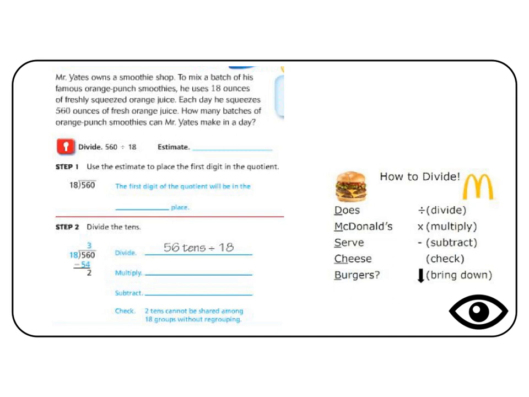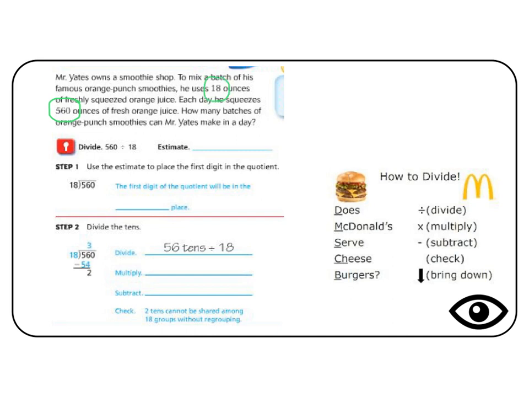It says, Mr. Yates owns a smoothie shop. To mix a batch of his famous orange punch smoothies, he uses 18 ounces of freshly squeezed orange juice. Each day, he squeezes 560 ounces of fresh orange juice. How many batches of orange punch smoothies can Mr. Yates make? So we know that we're going to divide 560 by 18.